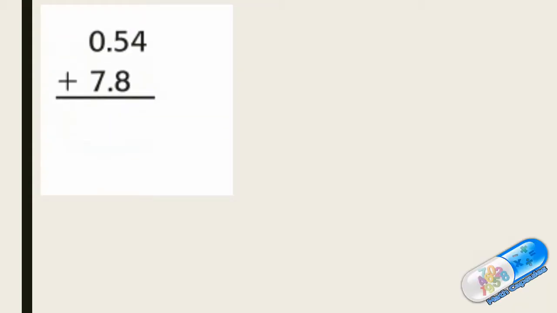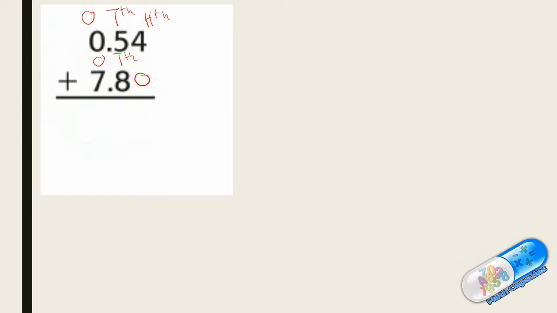The first example, 0.54 (54 hundredths) plus 7 and 8 tenths. Again, let's see quickly what the place value positions are here. 0 is the ones, 5 is the tenths, and 4 is the hundredths. In the second number, 7 is the ones, 8 is the tenths, and we don't have hundredths, so we can annex a 0 in this place. So now we have the same number of digits after the decimal point in both numbers.